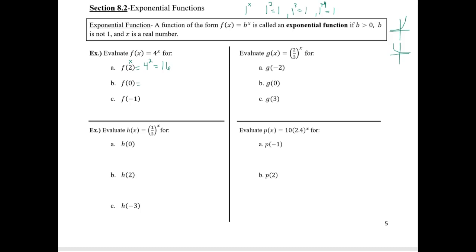Same thing with f of 0. I replace x with 0, and anything to the 0 power will be 1. And lastly, f of negative 1, 4 to the negative 1 power. Now what do negative powers do? They take the reciprocal. So now it's 1 over 4 to the first power, which is just 1/4.